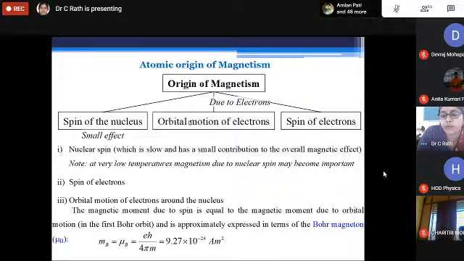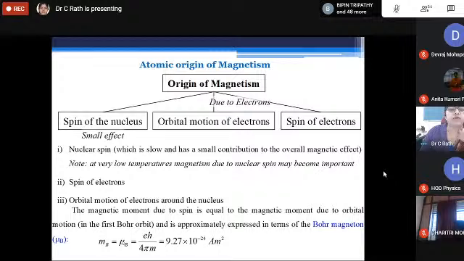And the fundamental magnetic moment, which we express as the Bohr magneton, is eh by 4 pi mc, that is 9.27 times 10 to the minus 24 ampere meter square. This is the fundamental unit of a magnetic moment, that is mu B. But this is the intrinsic magnetic moment of a material.